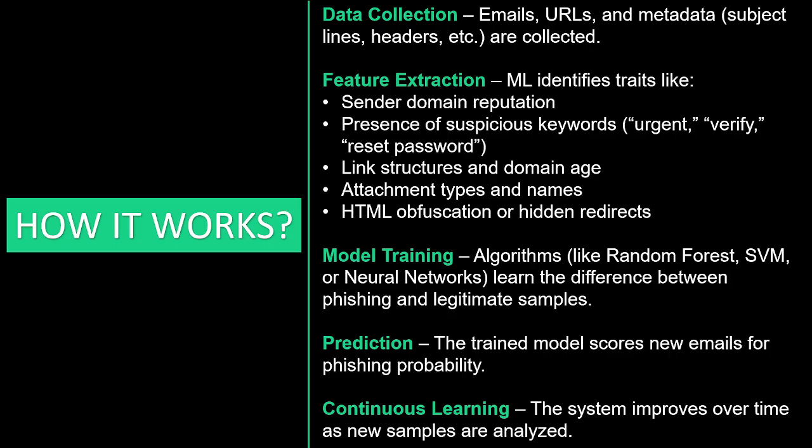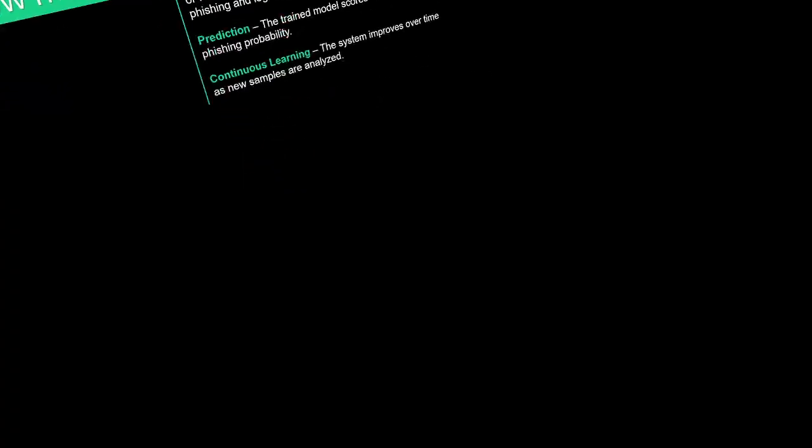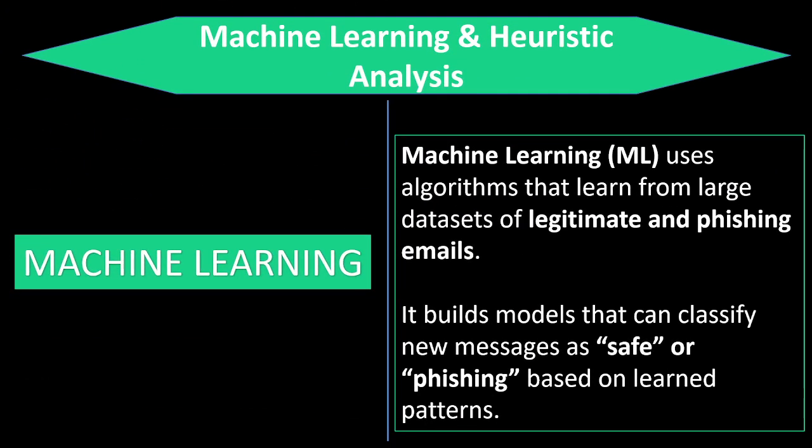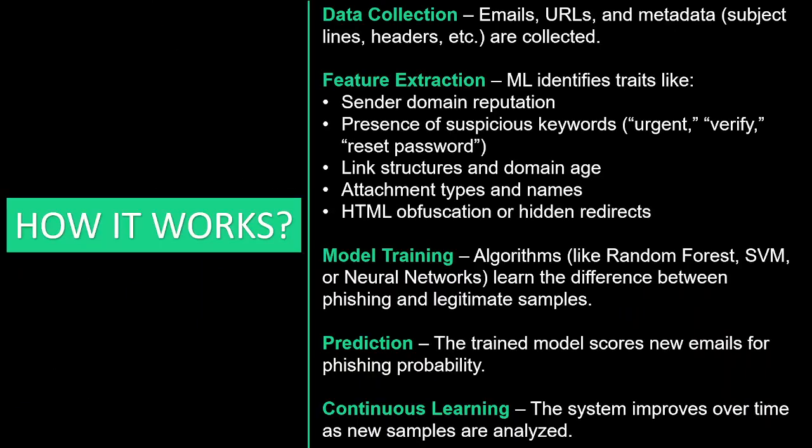Then you do prediction. The trained model scores new emails for phishing probability. Then continuous learning, where the system improves over time as new samples are analyzed. So let's go back to machine learning and heuristic analysis. So this is all about machine learning and how it works. Now let's see the second part of it, heuristic analysis.